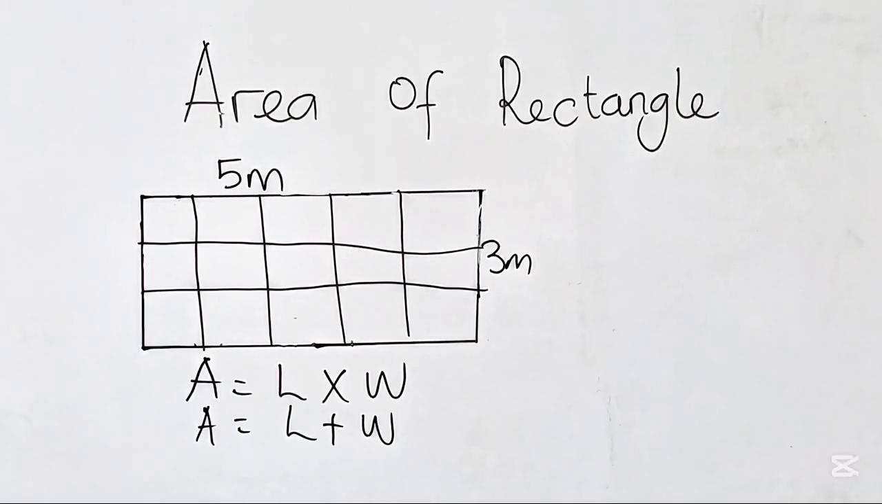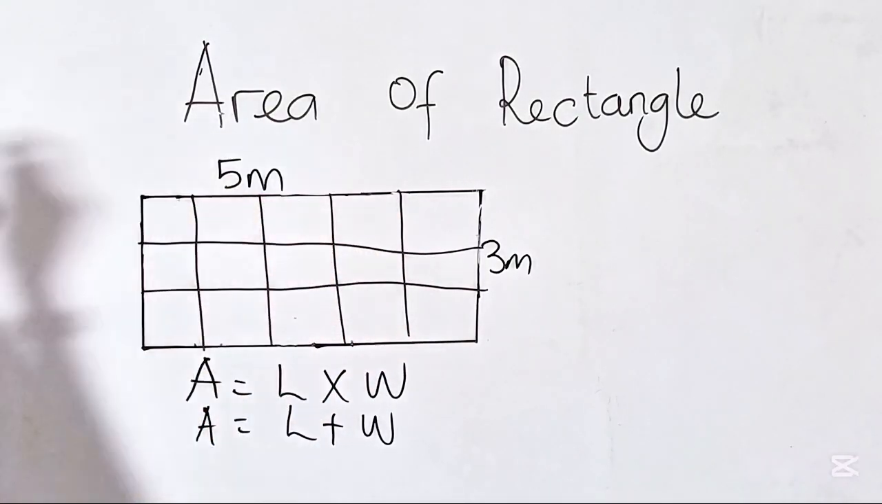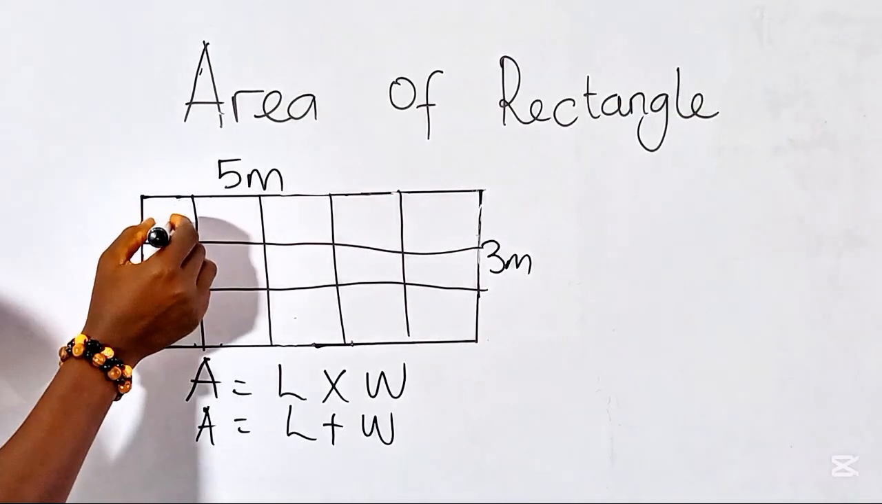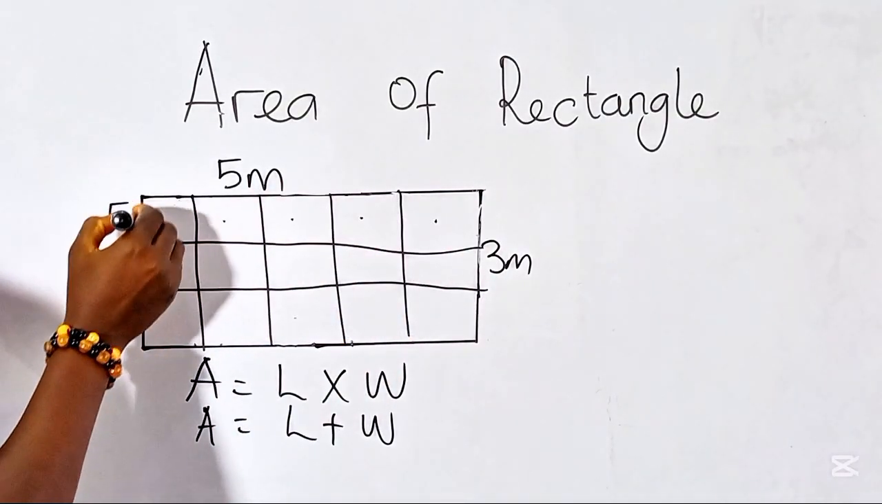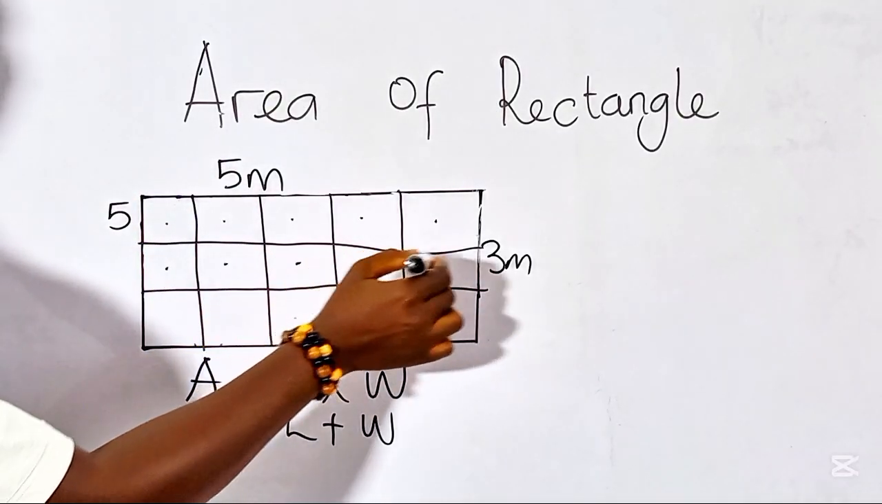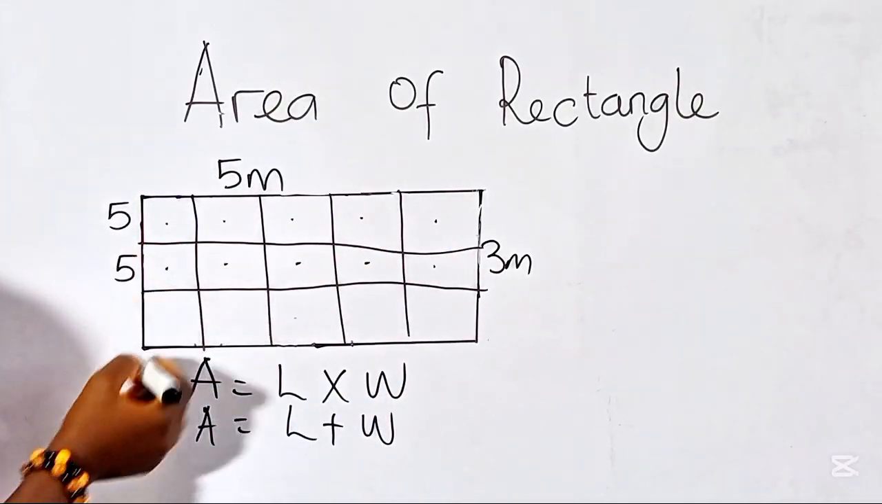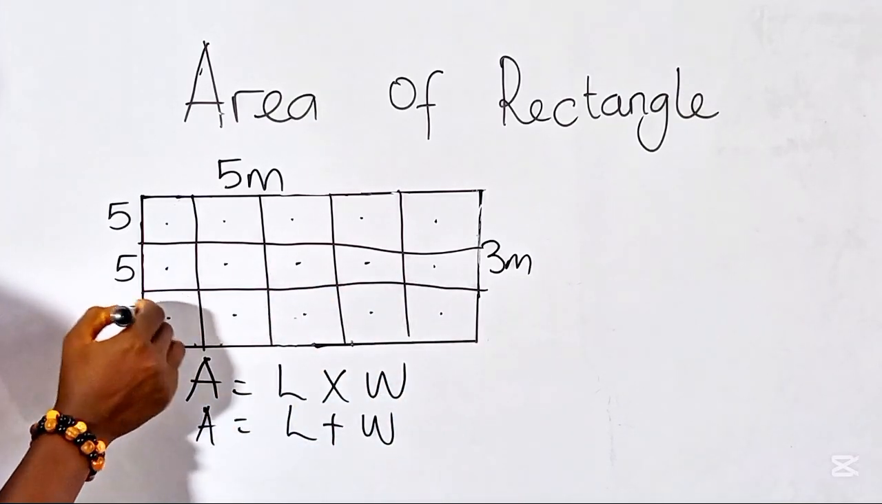So what do we do now? We calculate the squares inside this space. We're going to have 1, 2, 3, 4, 5. That's the first row. The second row, we count again, 1, 2, 3, 4, 5. And the third row, 1, 2, 3, 4, 5. And that gives us 5 in each row.